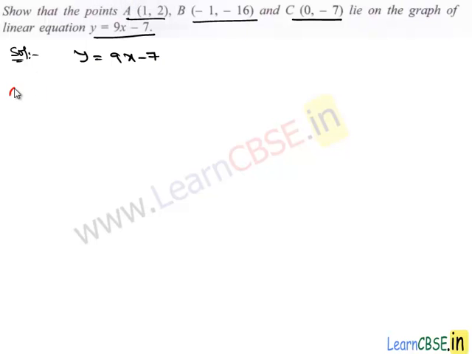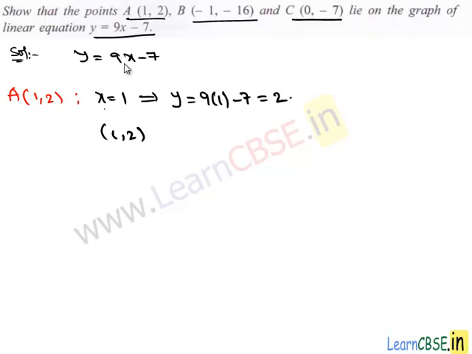First of all, we take A (1, 2). To show that A lies on this linear equation, we have to take the x coordinate and find its corresponding y coordinate. Let us substitute the value of x in this equation. We get y is equal to 9 times 1 minus 7, and it is equal to 2. Therefore, (1, 2) is the solution of this equation, and we say that the point A (1, 2) lies on the graph of y is equal to 9x minus 7.